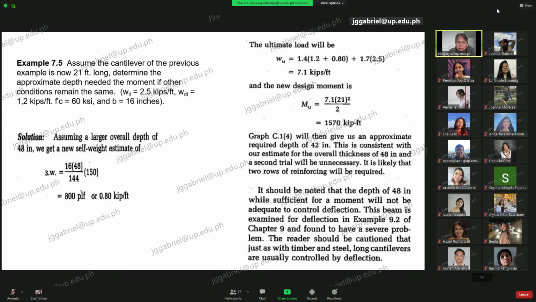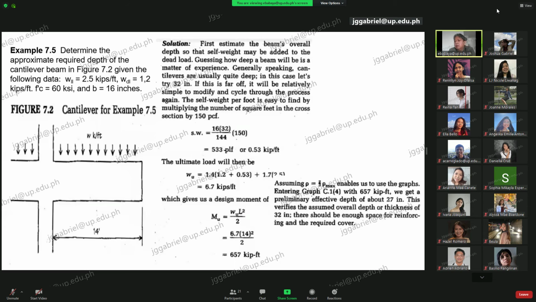Any question for the previous example? Yes, there's a quick question. Yung sa 32 po, paano po ulit yun? Like, inassign lang po yung value? Sandali. Yeah. Yung 32 is a trial value of yung total height.